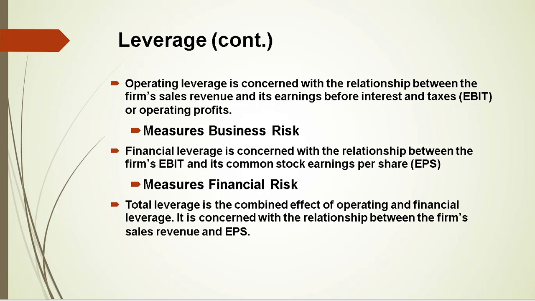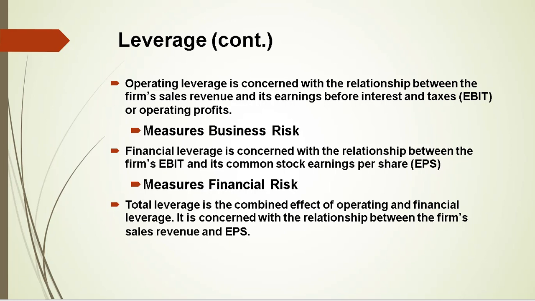Financial risk is concerned about the relationships that are created by how we borrow money or the amounts that we borrow. And how the formulas work is just the relative differences, if you will, between different line items in the income statement. Total leverage is ultimately the combined effect of operating and financial leverage. And again, it looks at how revenues and earnings per share relate together.